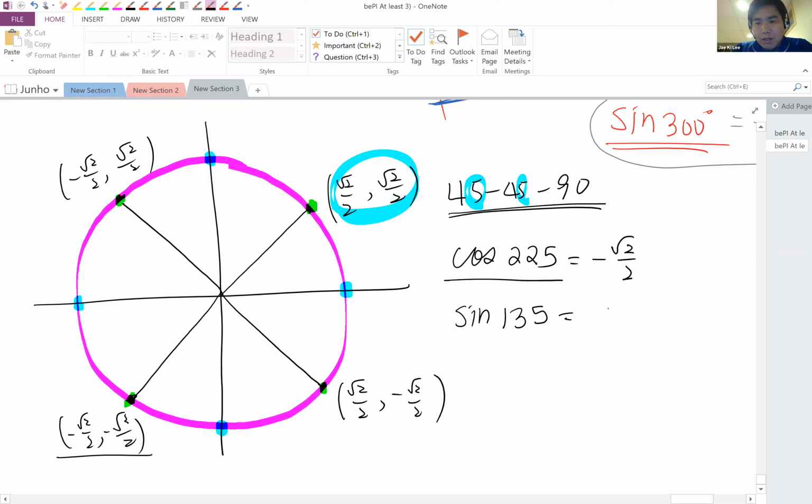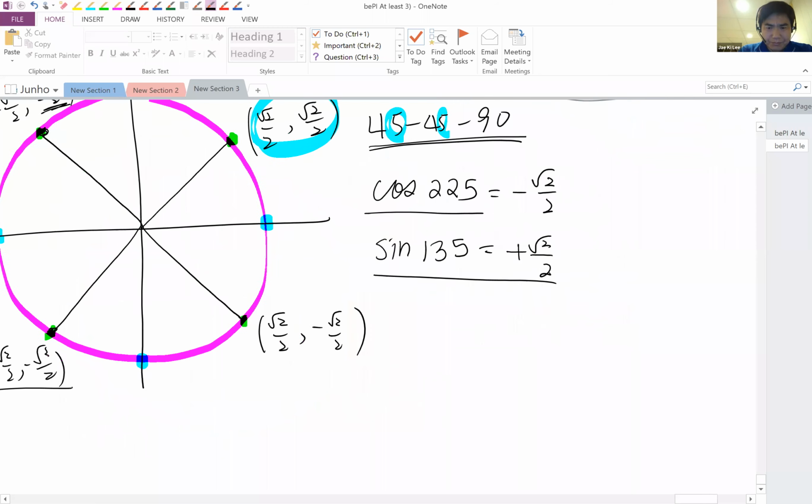So no matter what, the answer becomes root 2 over 2, but you just figure out the sign. 135 is right here. The y is positive, so just leave it as is, root 2 over 2. Okay, that's how you can analyze it. So even if you don't want to draw the unit circle, it's the same thing.